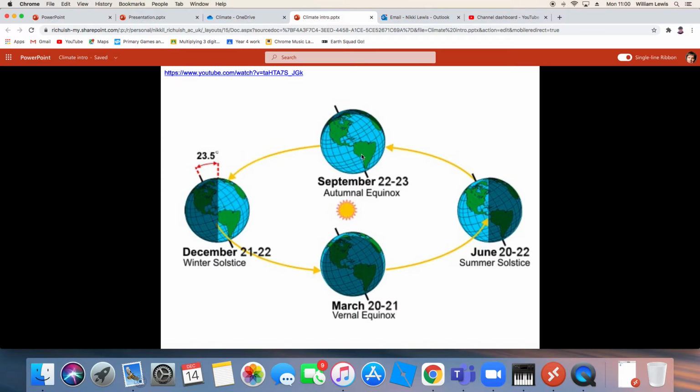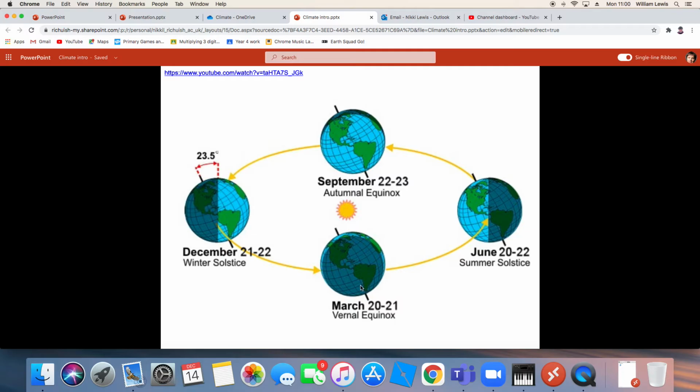Here and here, equinox is from the Latin for equal night. Here, pretty much everywhere on Earth is receiving the same amount of daylight and darkness, which is why equal night, equinox. And therefore, in September and March, that would be spring and autumn for the UK.